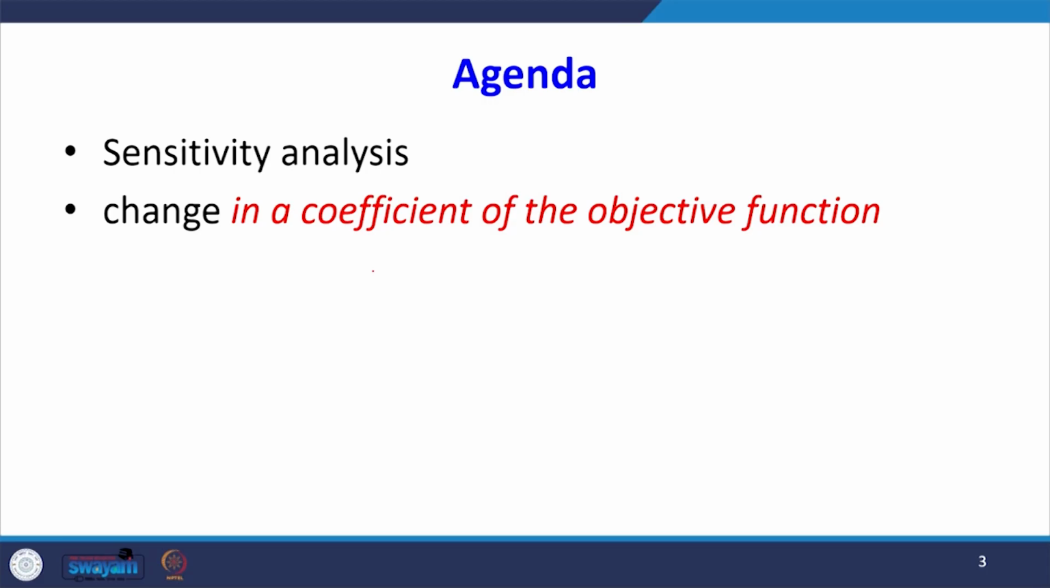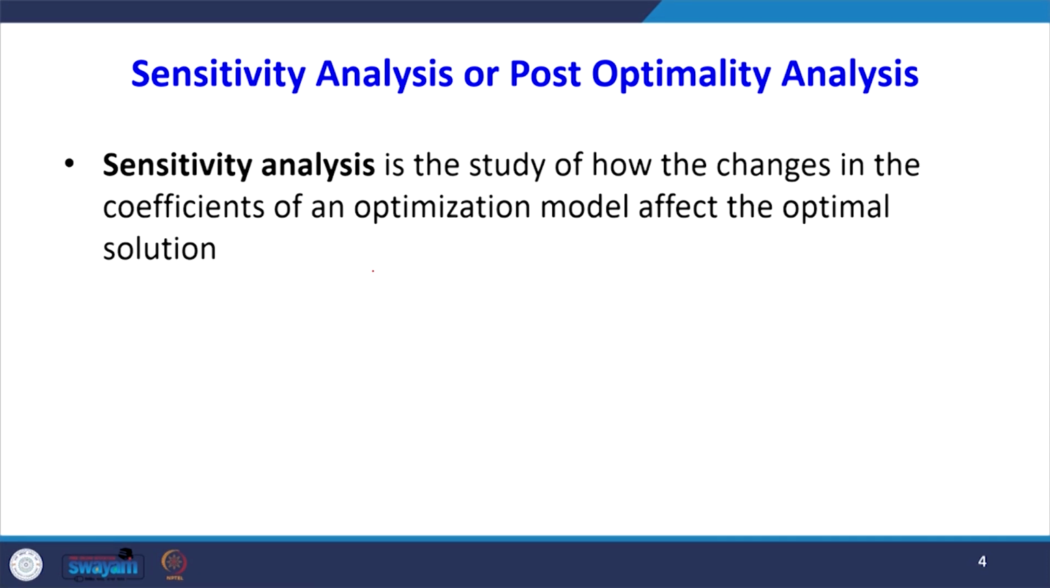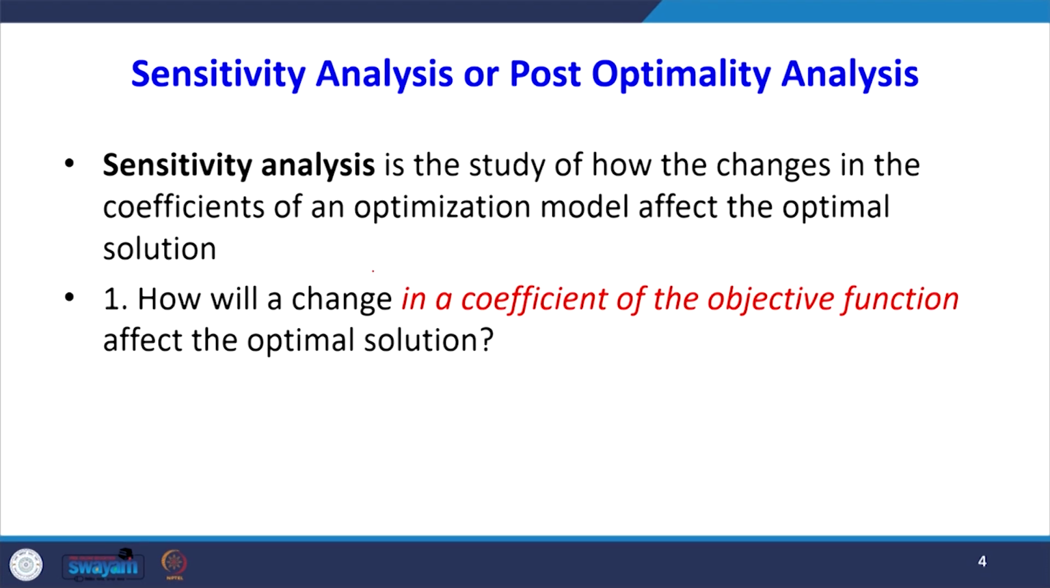The agenda for this lecture is sensitivity analysis, in that if there is any change in the coefficient of the objective function, how that will affect our result. Another name for sensitivity analysis is post optimality analysis. Sensitivity analysis is the study of how changes in the coefficients of an optimization model affect the optimal solution. There are two ways it will affect.